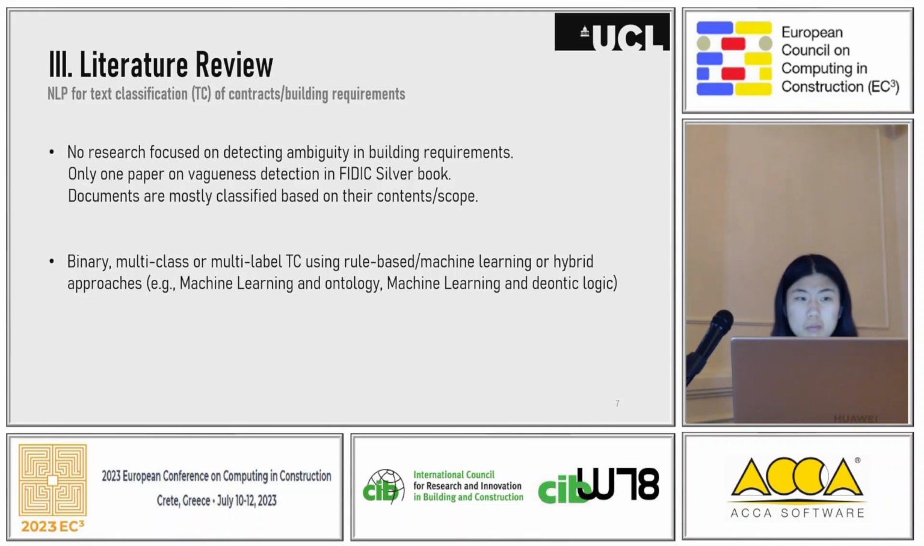We also reviewed some methods to detect ambiguity or do text classification of contracts or building requirements in general. There's no research focused on detecting ambiguity in building requirements, but there's a similar study on vagueness detection in the FIDIC Silver Book, the contract. And also in the existing studies, the documents are mostly classified based on their contents or scope. But for ambiguity, the issue is more complex, as it might be related to the words or the sentence structure. And also different types of methods have been proposed, such as rule-based, machine learning or hybrid approaches.